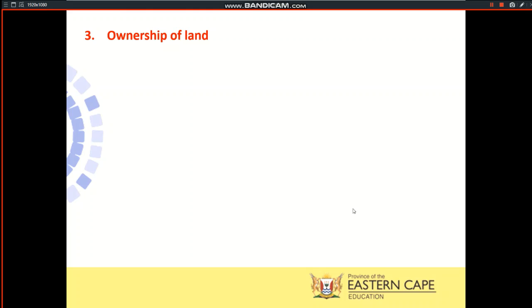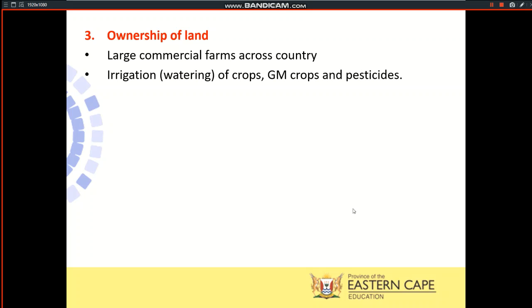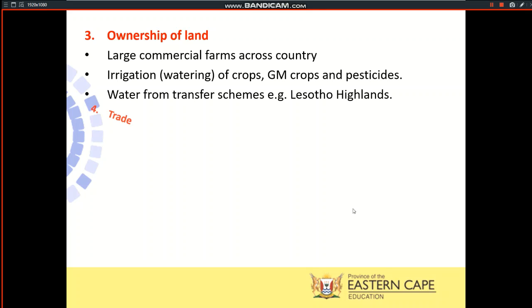Let us look at ownership of land. Large commercial farms across the country. We have a number of large commercial farms across the country. Irrigation, watering of crops, genetically modified crops and pesticides are found here. Water from transfer schemes, for example, the Lesotho Highlands scheme.